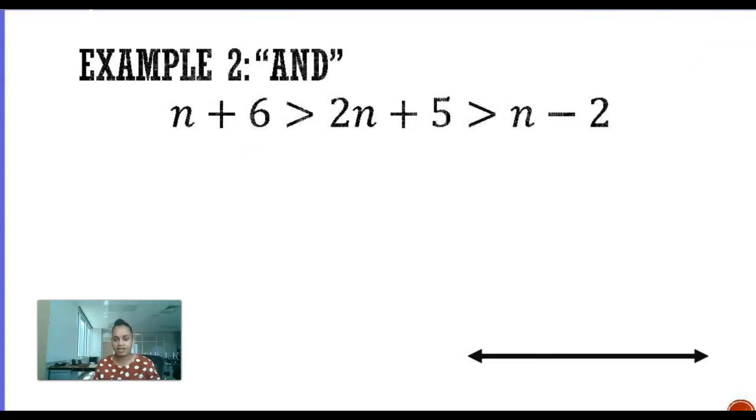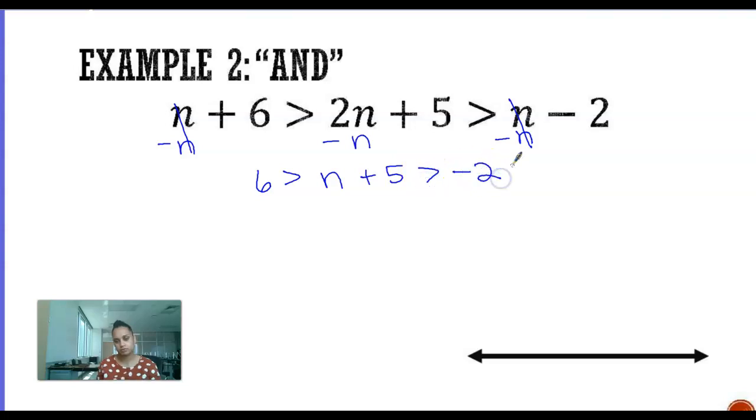This is another and example, but I noticed one thing here. I have variables all over the place. The only place I want a variable is in that center. So let's see what we can do to get rid of the n on the right and on the left. What I'm going to try is subtract n in all 3 places. And let's see what we have left. These cancel, these cancel. I have 6 is greater than 2n minus n is 1n plus 5. That's canceled. So it says greater than -2.